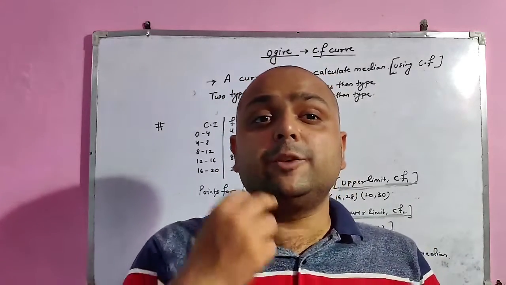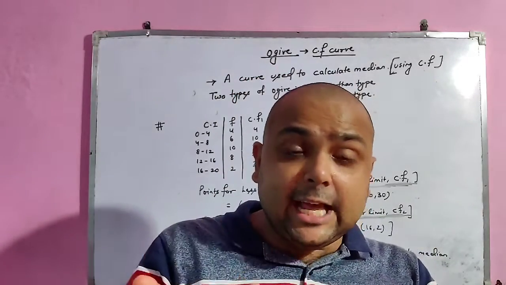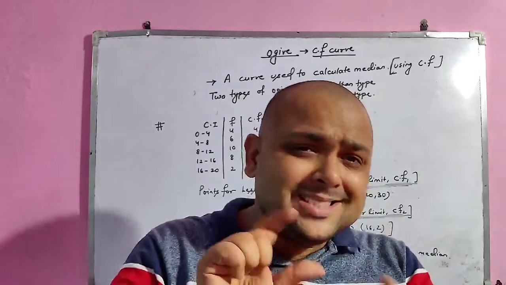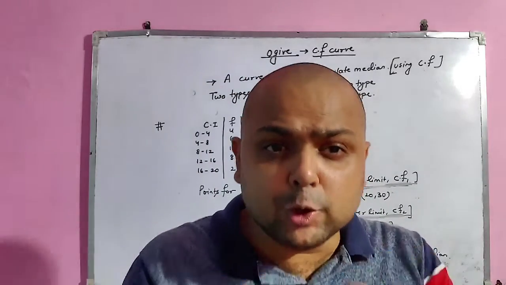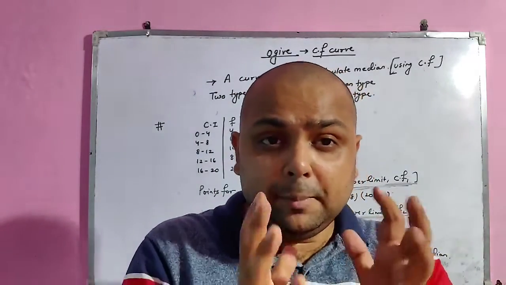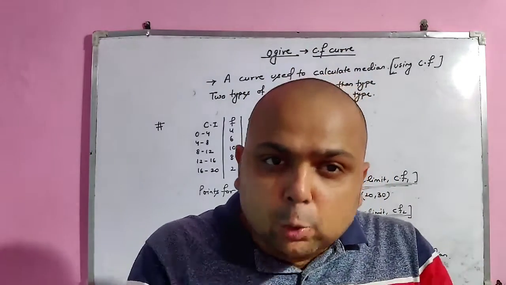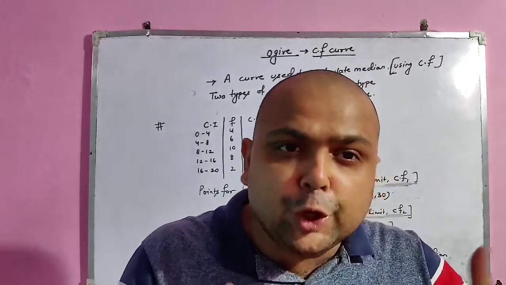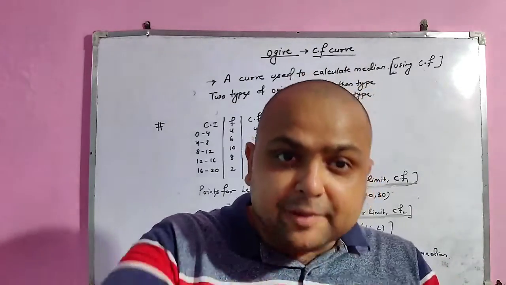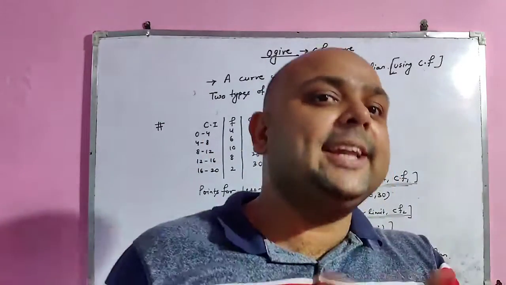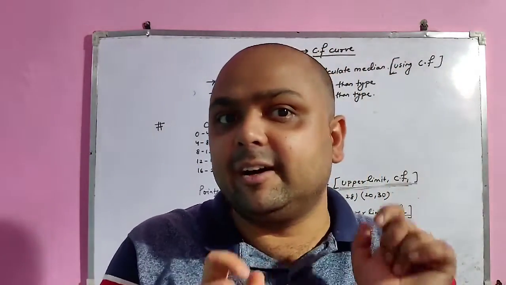Now this curve is of 2 types, less than type and more than type. What is this less than type and more than type? I am going to explain with one example. Please see very carefully. Basically what we need to do here is calculate the points which we need to draw on the graph to represent the curve, and then we can calculate the median using that curve.